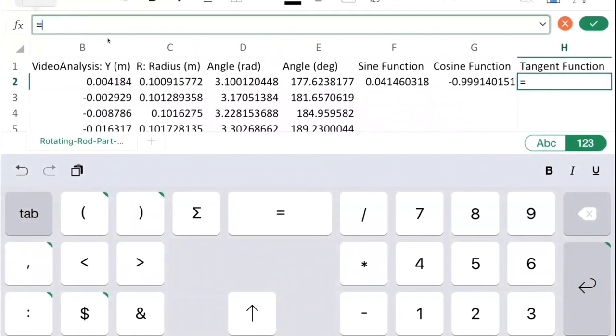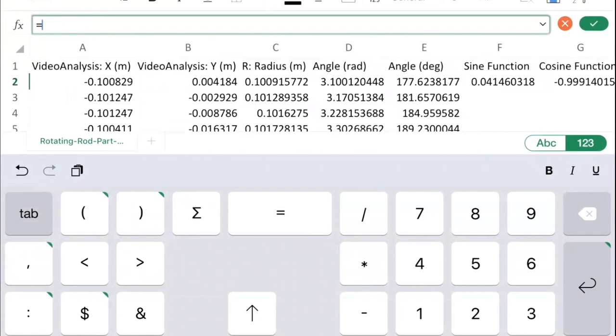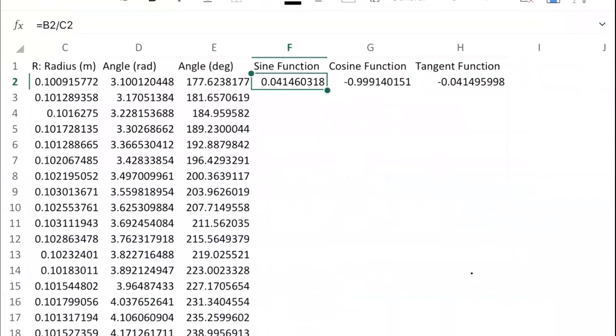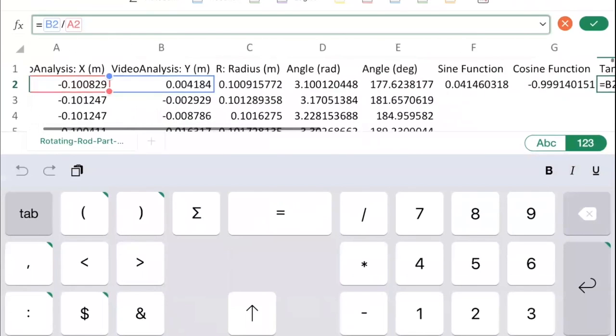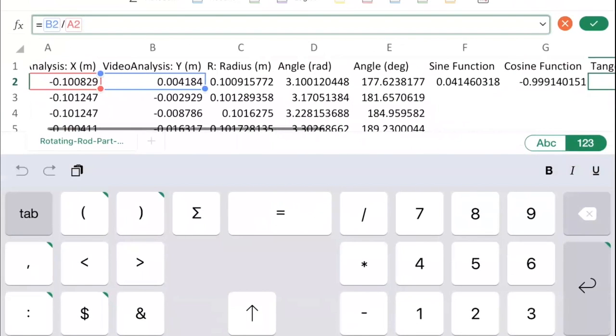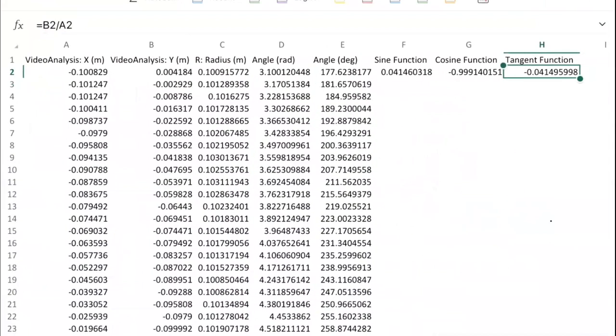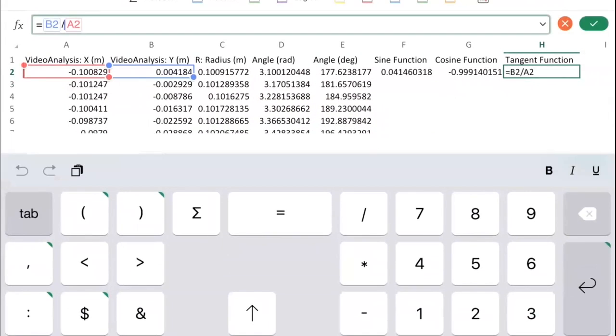And the tangent function is just equal to y over x. So now we have y divided by x. Okay, so now we have our sine function, our cosine function, and our tangent function. So I'm gonna see if I can make this a little bit smaller here so I can get a snapshot of the tangent function. All right.